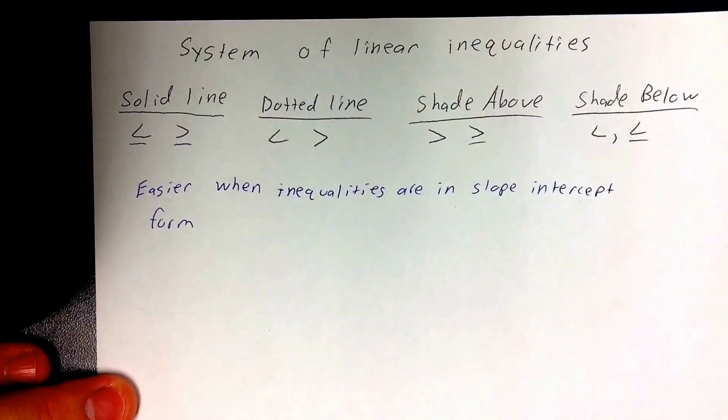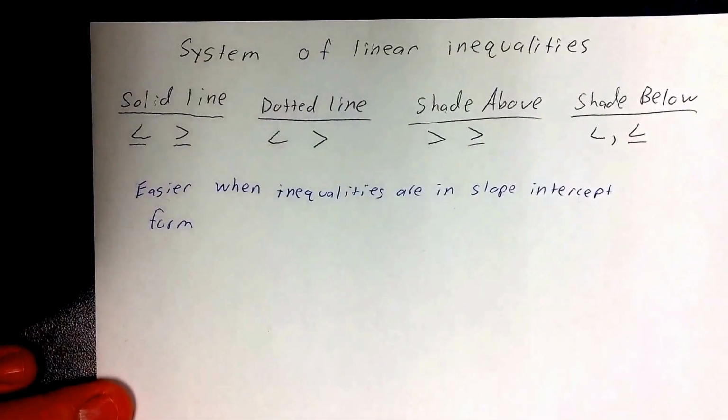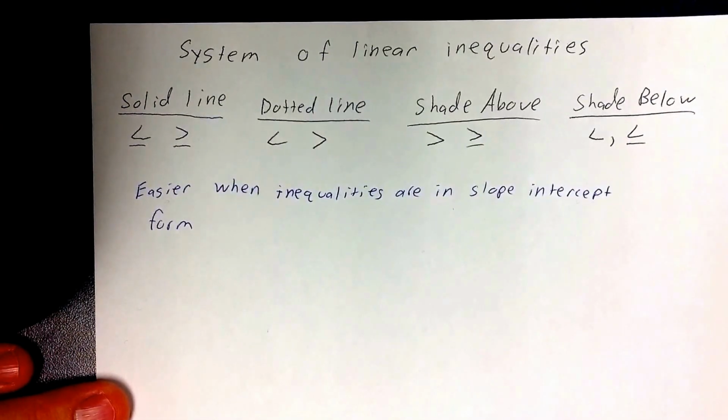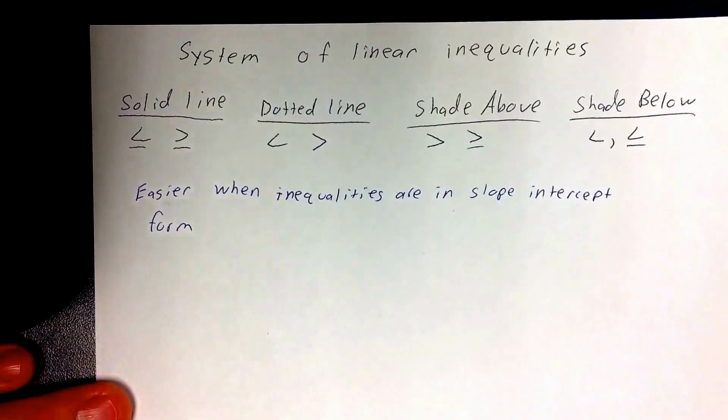Okay, now we're going to talk about systems of linear inequalities. We've already talked about regular linear inequalities, but with systems we're going to be graphing two inequalities on one graph and trying to find the shaded region that satisfies both inequalities.